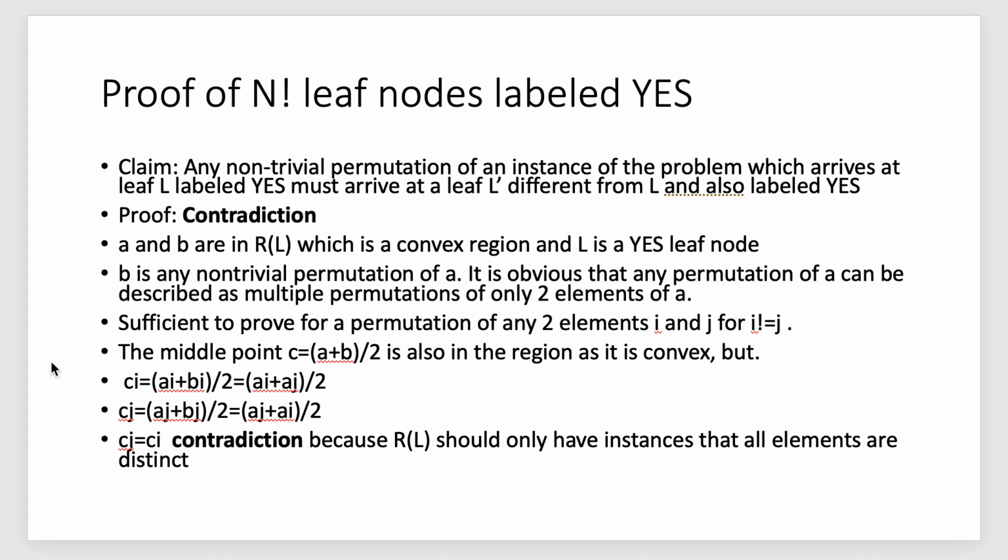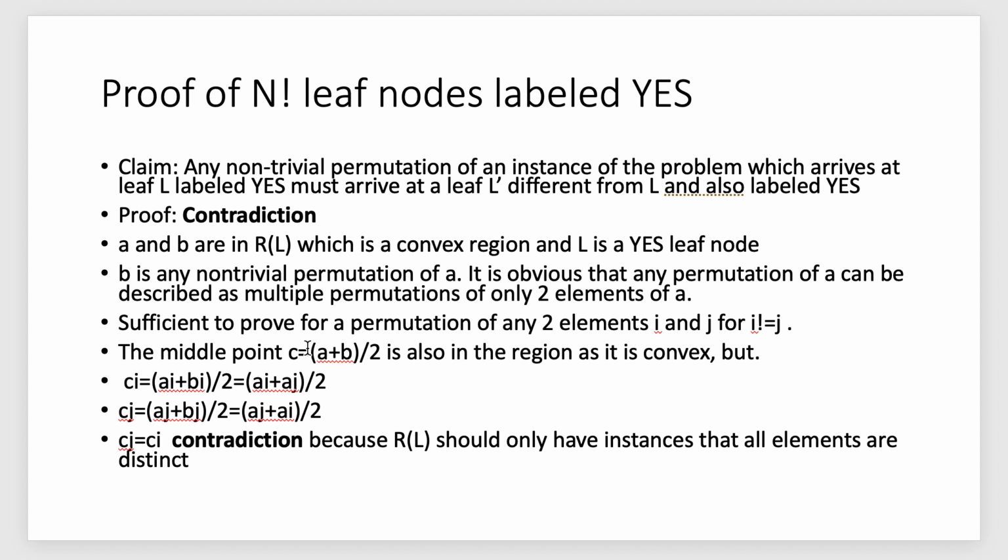For proving this, I will take the middle point C. A is an instance of the problem, B is an instance of the problem. (A+B)/2 is the midpoint C. And we know that it's also in the same region, because the region is convex. So C is also in R of L.